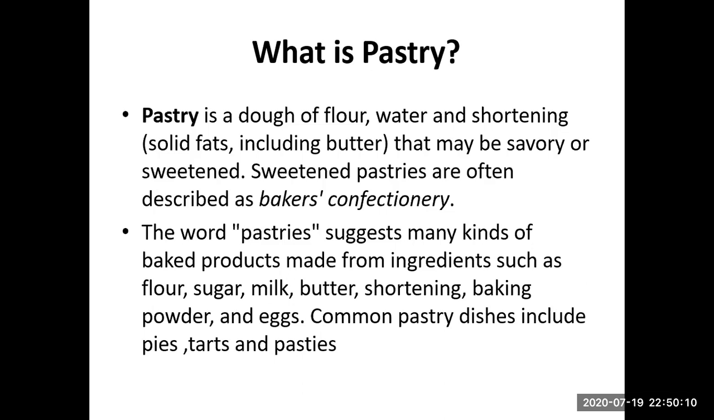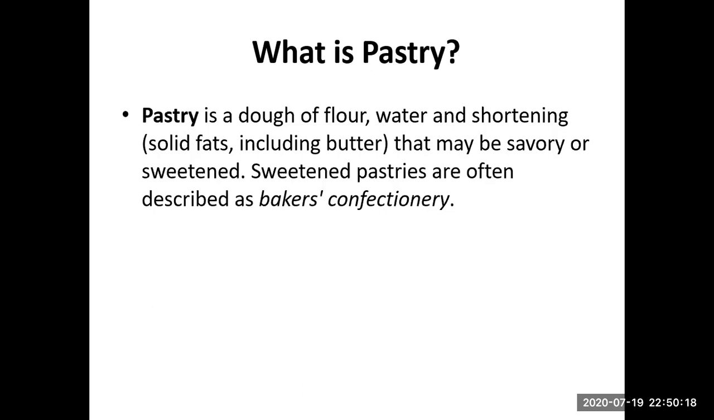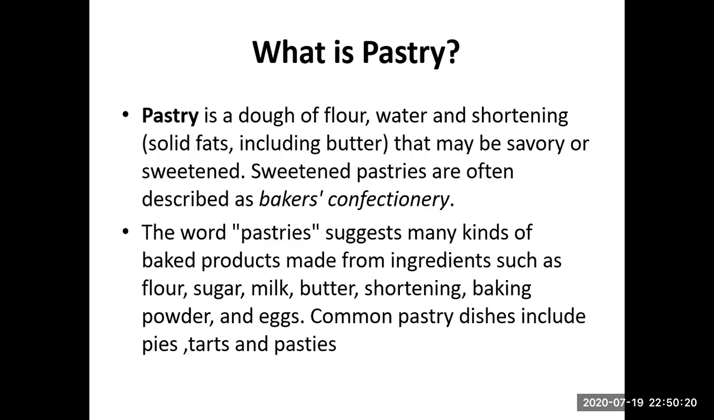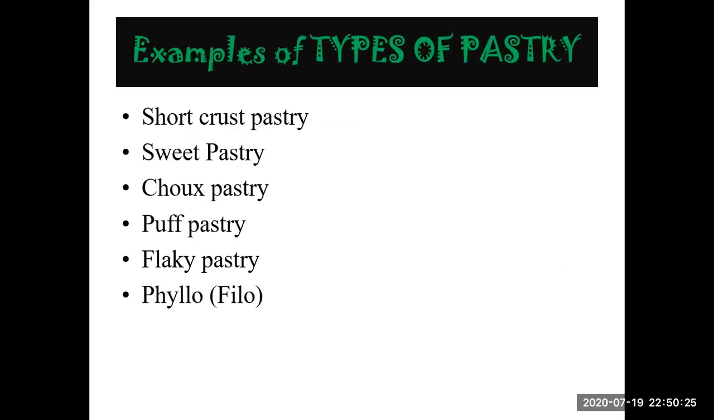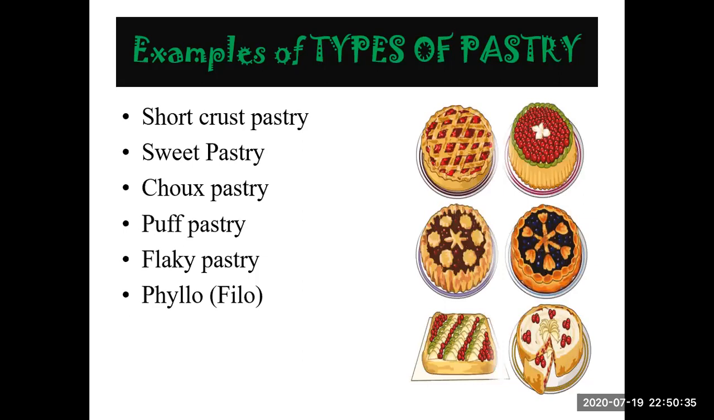Common pastry dishes are pies, tarts, or pasties, like cream pasties. Our second topic is some examples of different kinds of pastry that we are going to learn in detail: short crust, sweet pastry, choux, puff, flaky, and phyllo pastries. First of all, our short crust pastries.